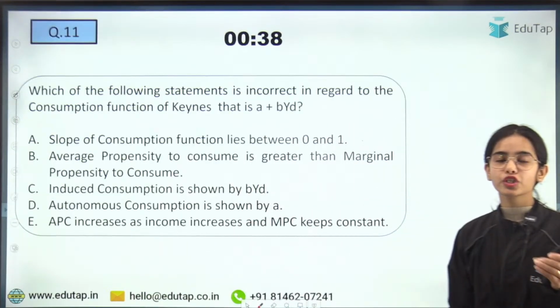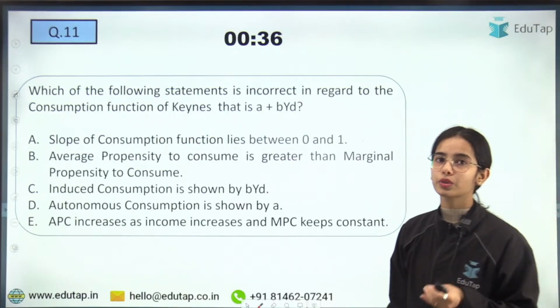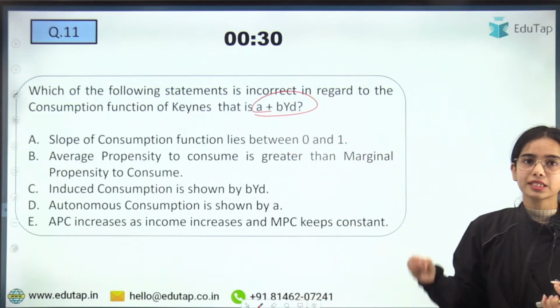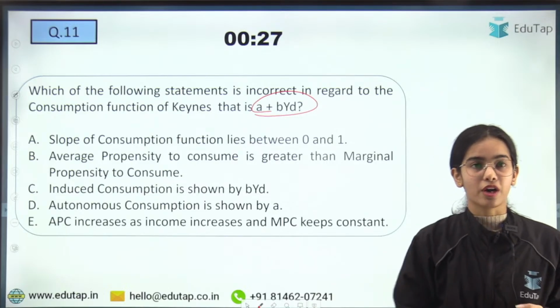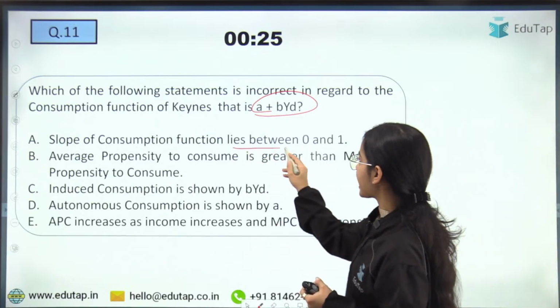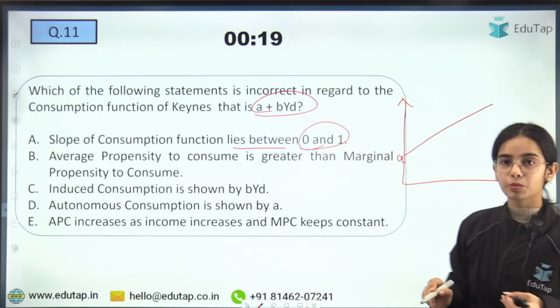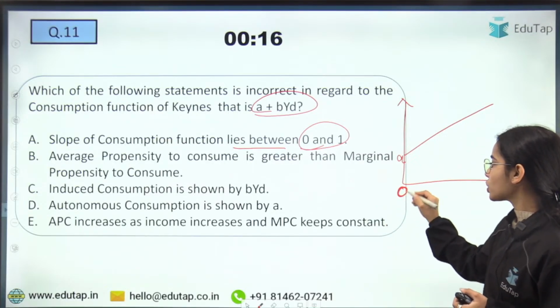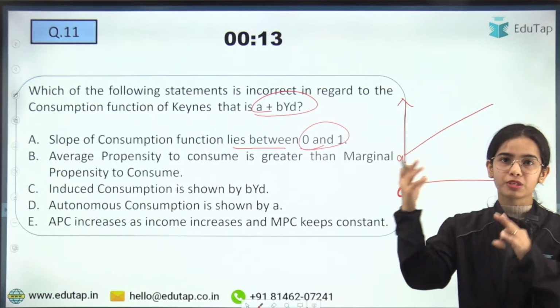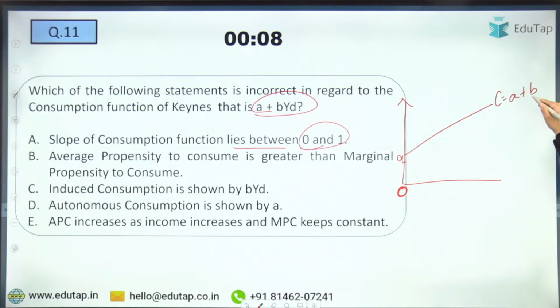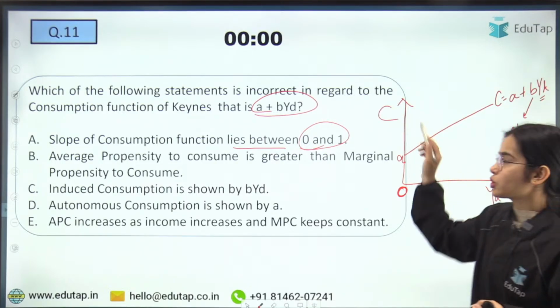Now coming to the next question: which of the following statements is incorrect in regard to the consumption function of Keynes? That you have to tell me. Slope of consumption function lies between 0 and 1. In the consumption function, there is autonomous consumption that does not depend upon the level of income. Even if the level of income is 0, there is some autonomous consumption happening. The consumption function is equal to autonomous consumption plus B, the slope of the consumption function, multiplied by disposable income. So consumption depends upon the disposable income.